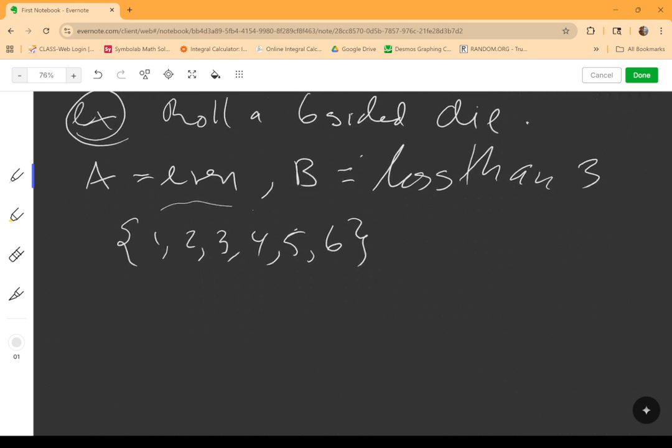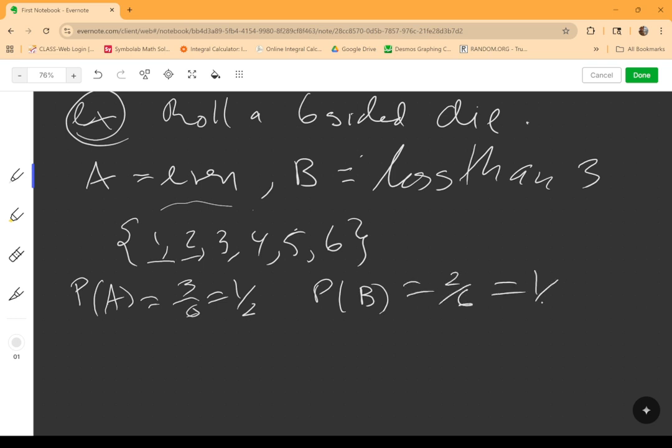So the probability that it's even, that would be 2, 4, 6, so 3 out of 6, or 1/2, so half of them. The probability that it is less than 3, all right, now again, make sure we read that carefully. Less than 3 is just two values, 1 and 2.